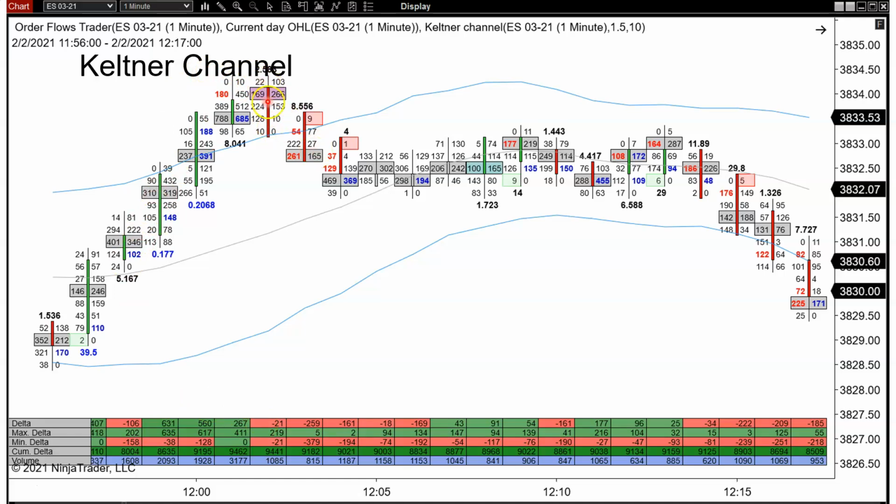You can see point of control comes back inside the Keltner channel. So this move up is done, right? Don't sit here holding your longs thinking, well, we're just coming back in, now we're going to pop back up. No, the order flow is telling you, you know what? That's it. This move is over for now.